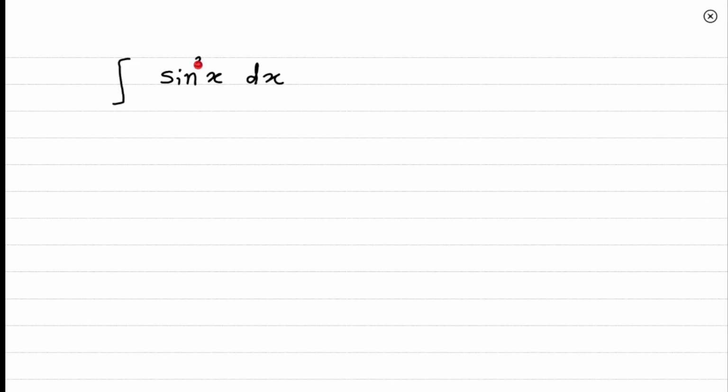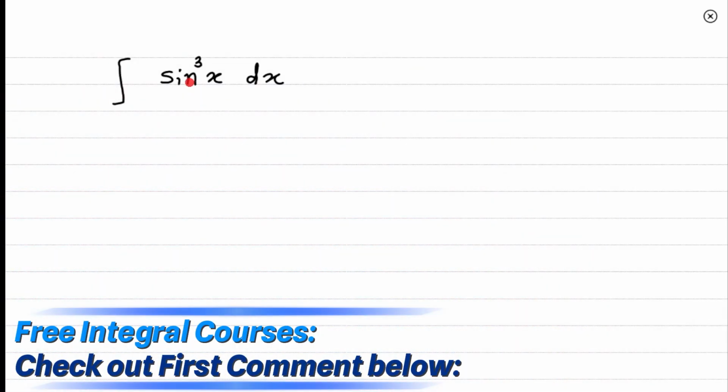Whenever you see an odd power in either the sine or the cosine in an integral, what you have to do is separate out one term. In this case, I'll separate out one sine term and the sine square term. Always separate out one term of sine or cosine, whichever is present in the odd power, and write the remaining term in the product form.